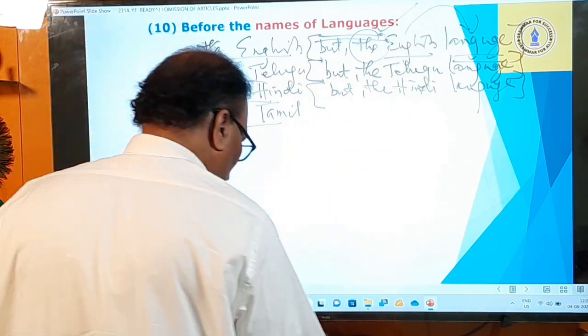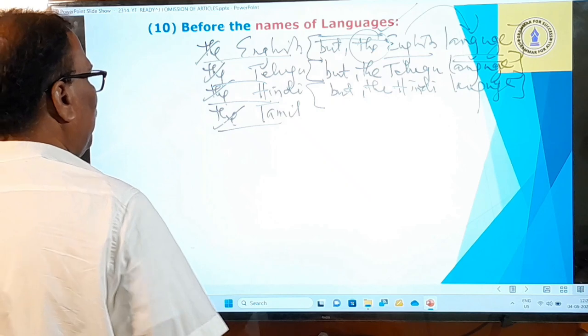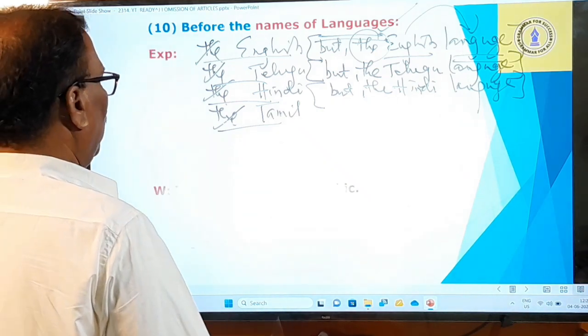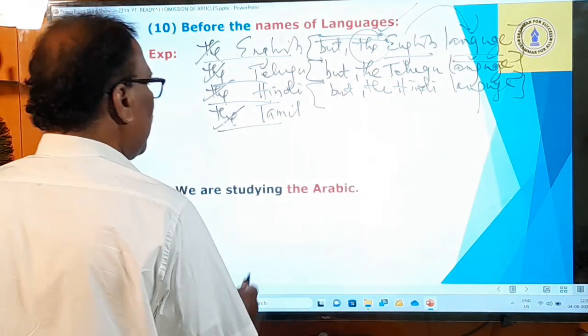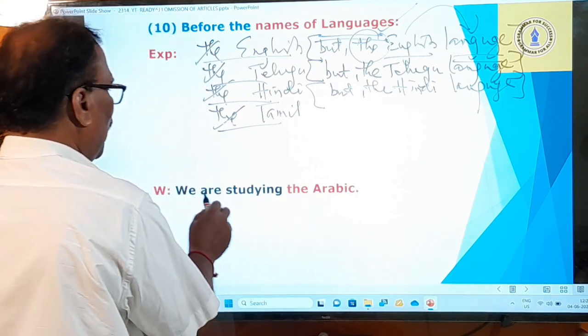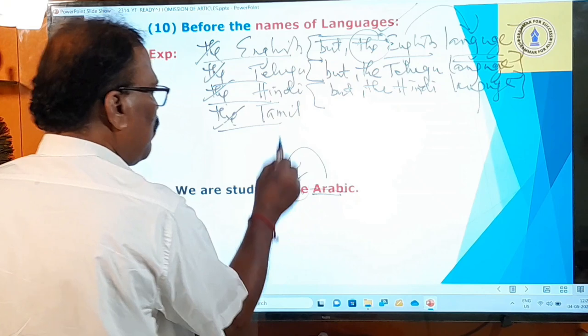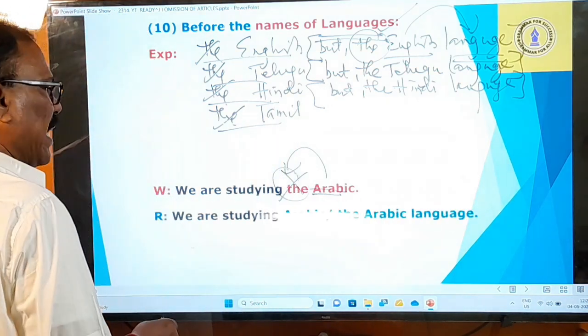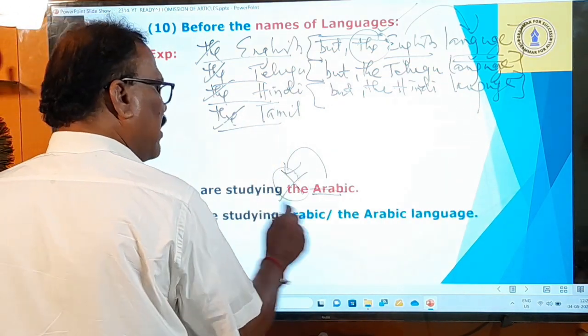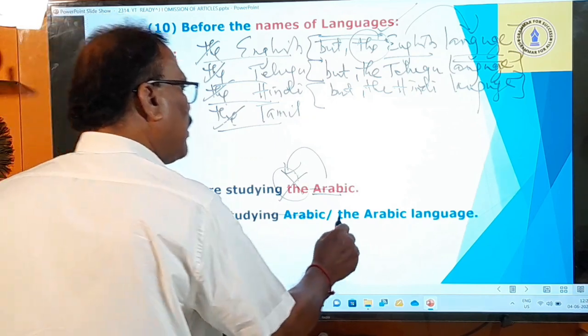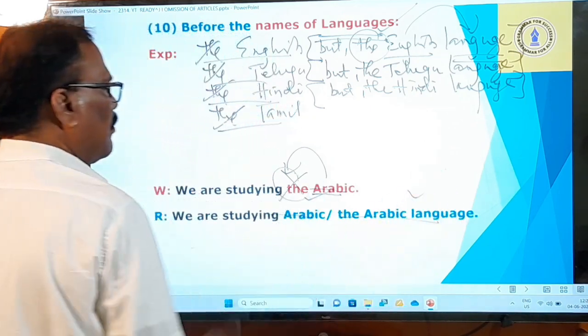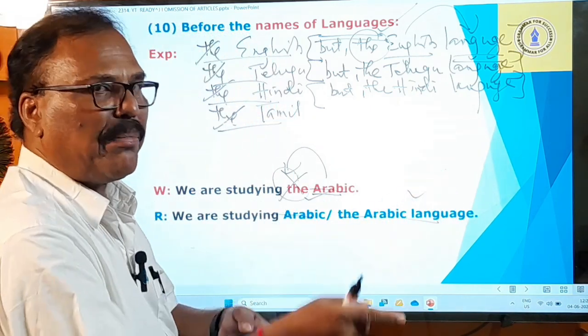Now I'll give you some examples to make you understand this point. We are studying the Arabic. Arabic is the name of a language, but before that, the article is there. No. Then how to correct it? We have to say, we are studying Arabic. You can say either Arabic or the Arabic language. Anything is okay.